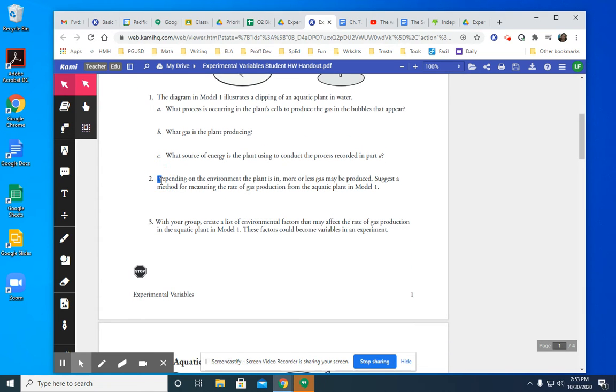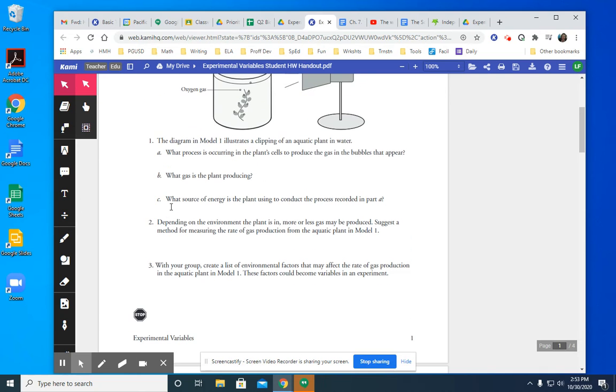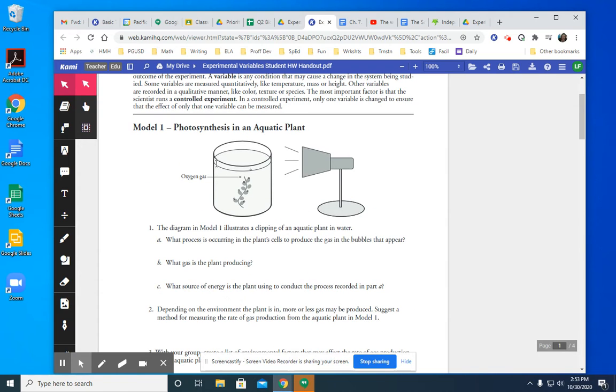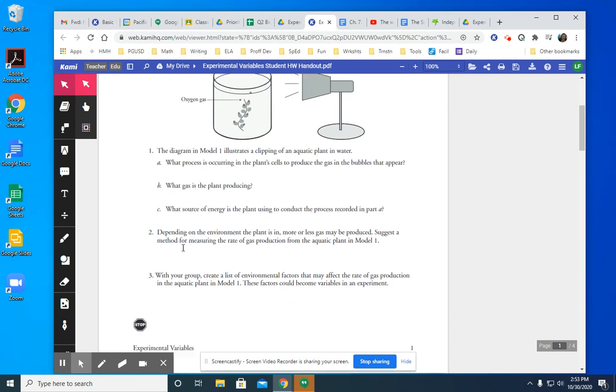Question 2, depending on the environment the plant is in, more or less gas may be produced. Suggest a method for measuring the rate of gas production from the aquatic plant in Model 1. So how could we measure the gas produced by this plant? What could we do to measure the gas?